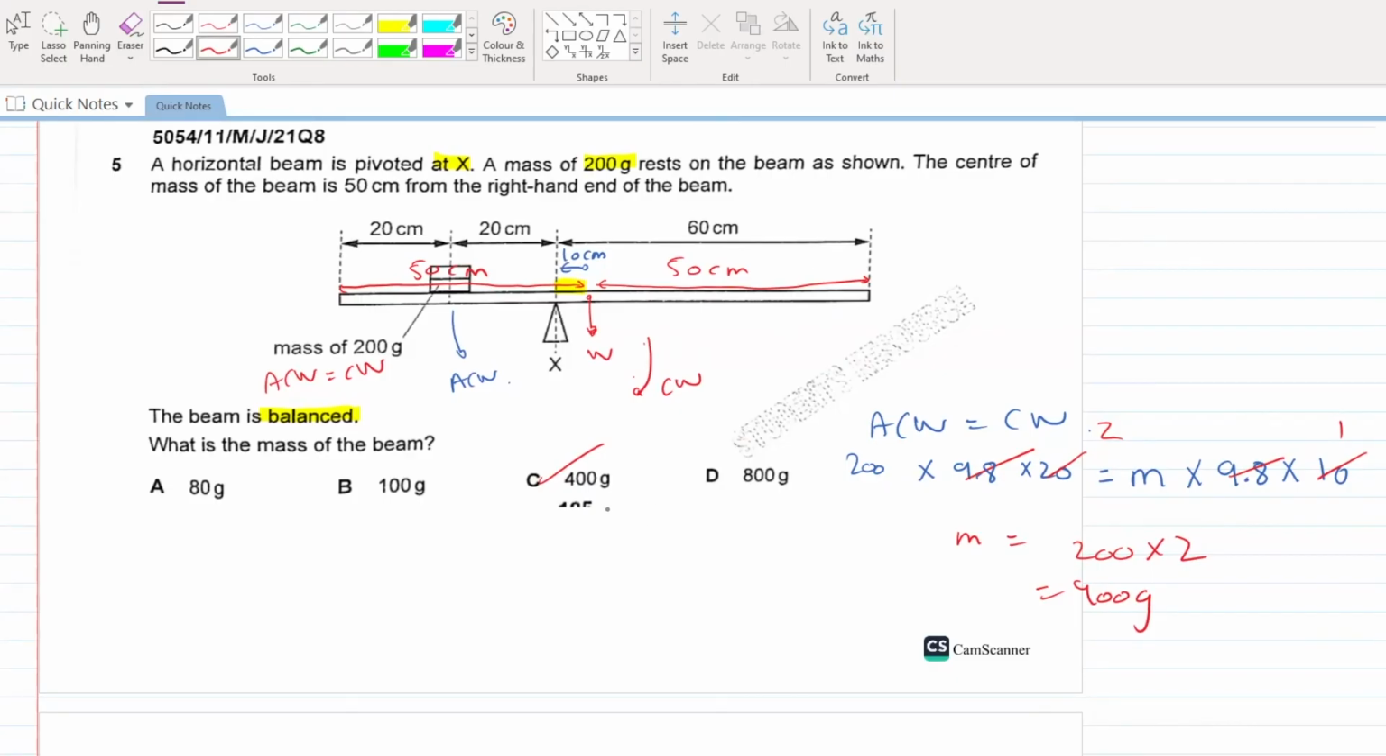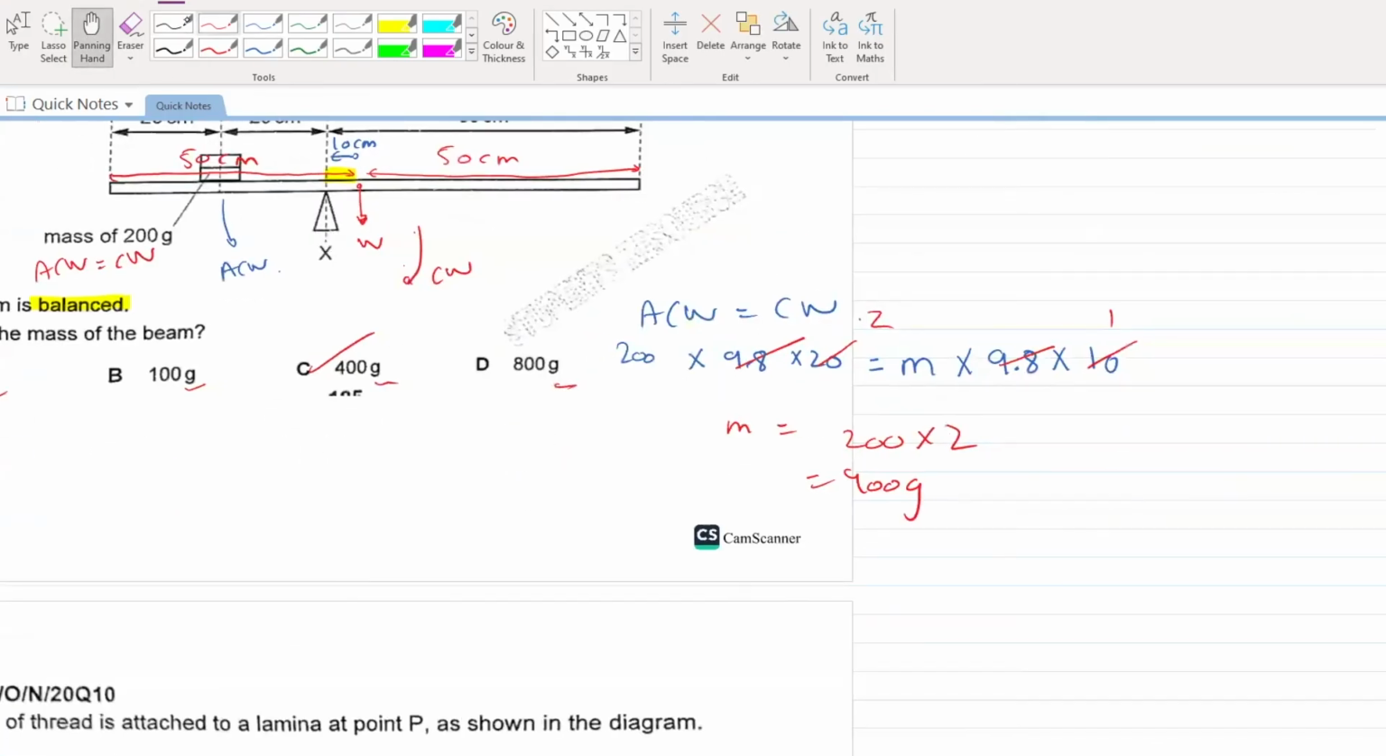You might observe that I haven't converted my grams into kilograms or my centimeters into meters because, first of all, my final answers are all in grams. So why should I convert this into kilograms? Secondly, the centimeters cancel out each other in the calculation of moment, so I didn't convert them into meters. Now, what do you mean by that, sir? Let me show you that.